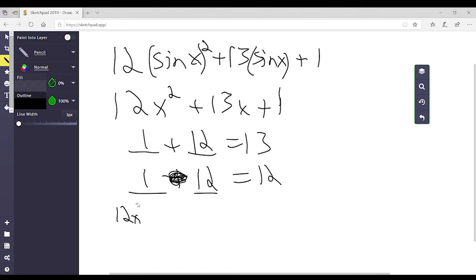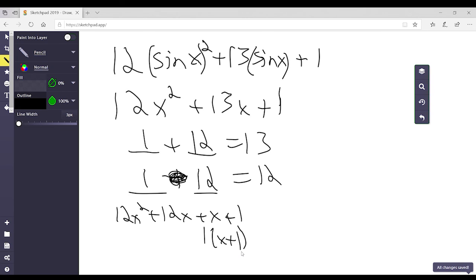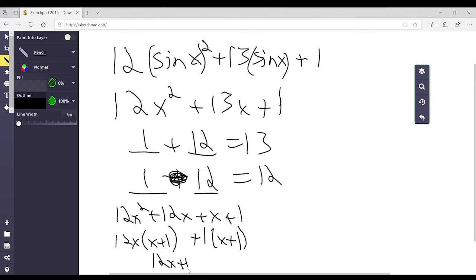So you can go 12x squared plus 12x plus 1x plus 1. You see how I split the 13 into 1x and 12x. And now we can just start to factor. So we can pull out a 1 here. We can go 1 times x plus 1. There's not much else we can factor out. And then we can pull out a 12x here. Okay. And then we get 12x plus 1 multiplied by x plus 1.